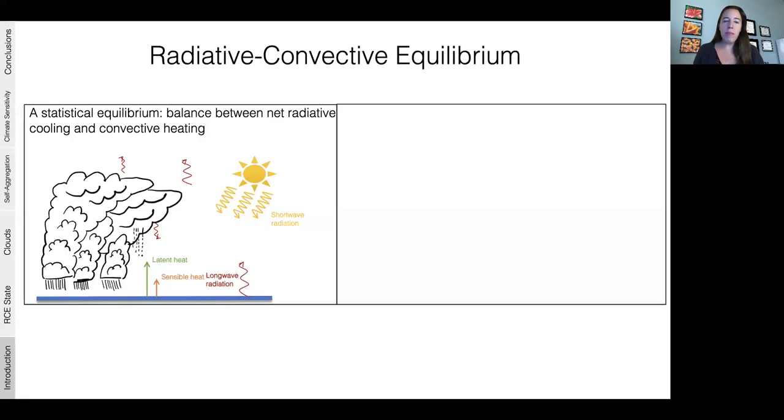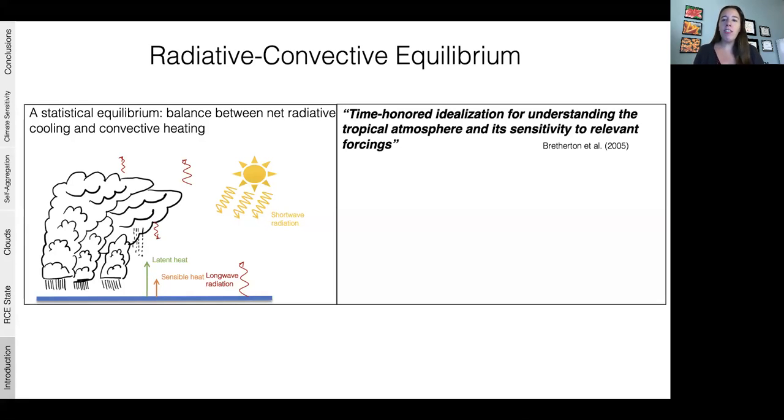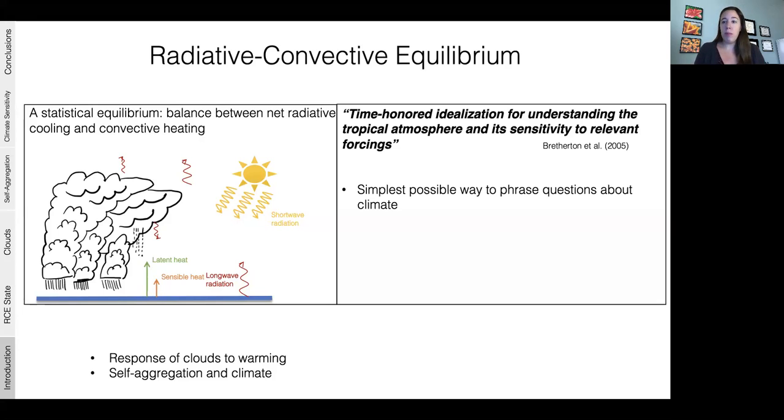Radiative convective equilibrium is a statistical equilibrium in which there's a balance between the net radiative cooling of the atmosphere and convective heating. As such, it is a time-honored idealization for understanding the tropical atmosphere and its sensitivity to relevant forcings. RCE remains the simplest possible way to phrase many questions about climate, including questions about responses of clouds to warming, for example. Despite its simplicity, many questions remain about the basic physics of RCE, and one phenomenon that has arisen in recent years is the self-aggregation of convection, in which convection spontaneously organizes through radiative convective feedbacks.